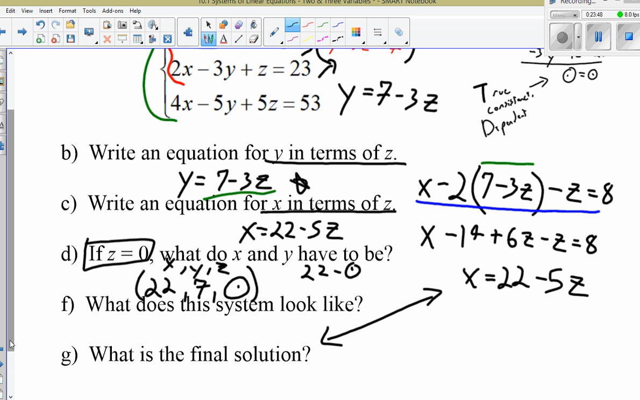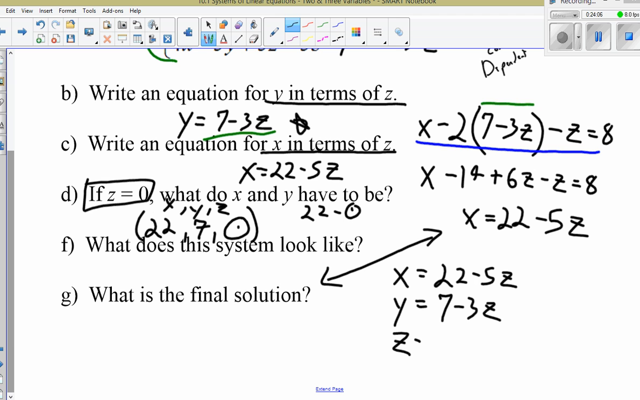If you wanted to write your solution out, you would say x is equal to 22 minus 5z. Your y is equal to 7 minus 3z. And then your z, you can just say is equal to z because it is dependent on one of the variables. We could write these solutions dependent upon x, dependent upon y. They look a little bit different, but it's all representing the same line grouping of solutions in a three-dimensional plane.